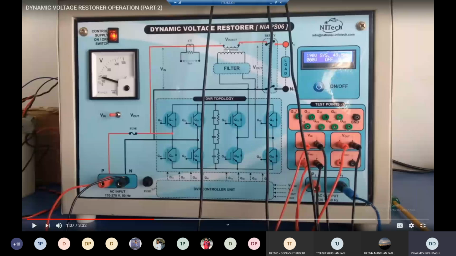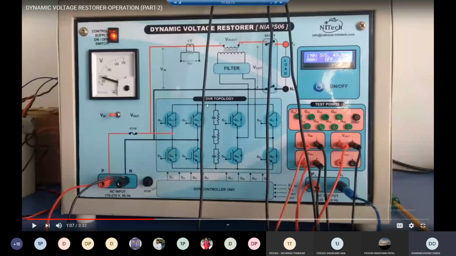Here a filter is used because switching in the inverter creates harmonics. So to remove these harmonics, before injection of this voltage, we provide filtering. So here the only difference between the modeling of DVR in MATLAB and this DVR is that in MATLAB, we have not used this converter because we have a fixed capacitor as a DC source. In the hardware model here, we generate the DC source by using this rectifier.